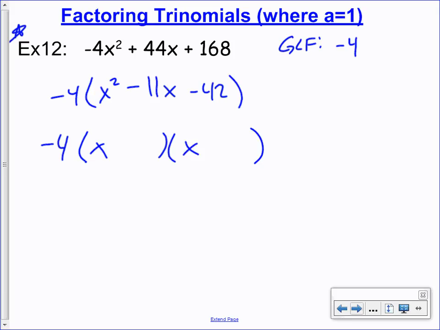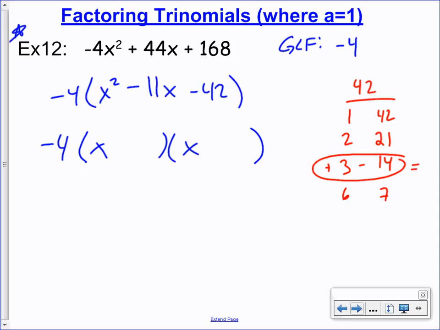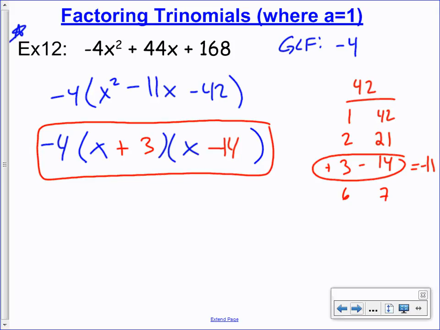Sweet. 42. Not even worried about the negative, just 42. 1 and 42, 2 and 21, 3 and 14, 6 and 7. The winning combination: positive 3 and negative 14 will get you to negative 11. So, x plus 3 times x minus 14, and they all lived happily ever after.